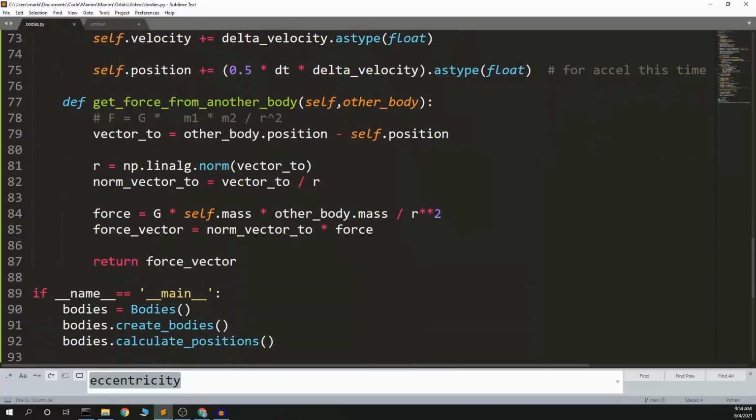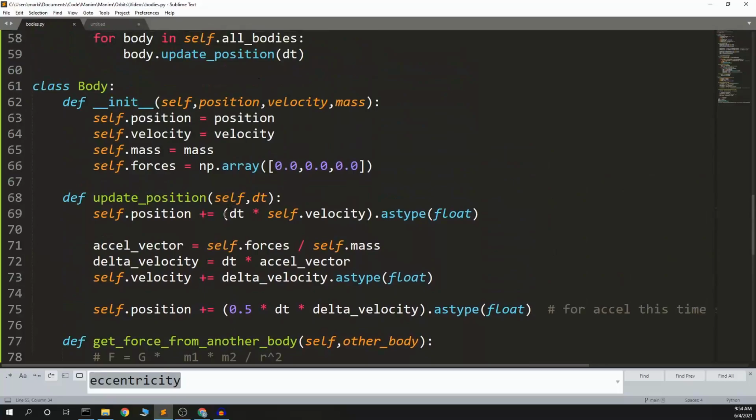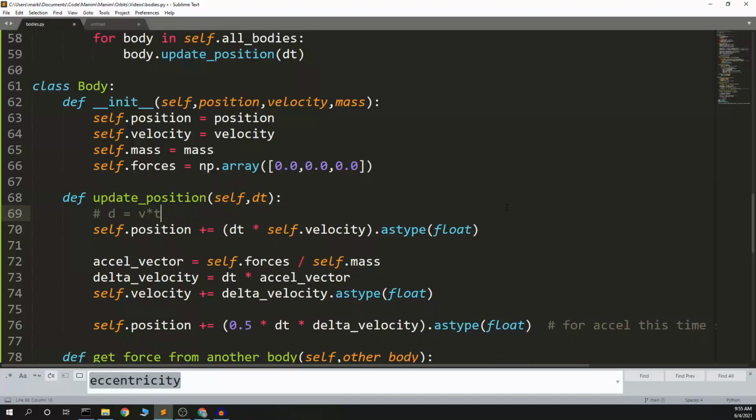So we saw getting a force, which is F equals G times M1 M2 over R squared, where G is the gravitational constant. Now update position. Position change is velocity times time plus 1/2 acceleration times time squared. So D equals V times T, velocity times time, plus 0.5 times A times T squared, where V is the velocity at the beginning of the time step. So that's what this is: position plus equals the velocity times the delta time, DT. And now we get the acceleration. Acceleration is force divided by mass.